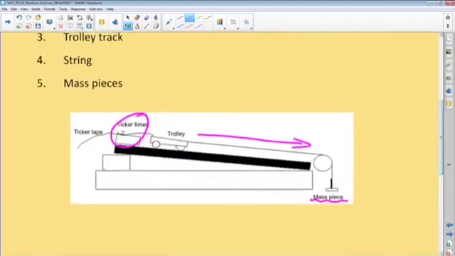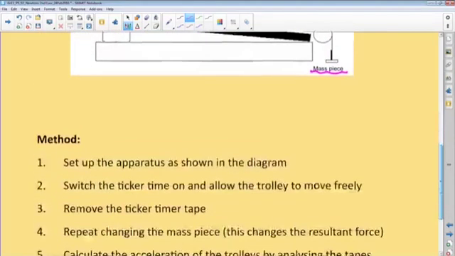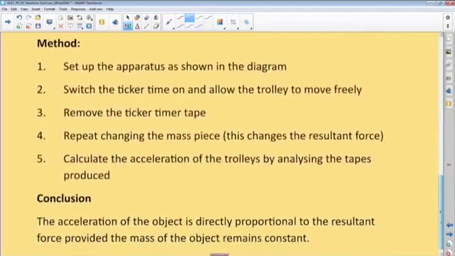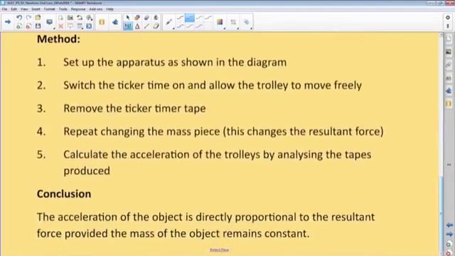So the first one, there is no mass piece. You just let it slide down the slope with your ticker tape attached. The second time, you put a new piece of ticker tape on, take the trolley up to the top of the slope, and now you put a mass piece with some string down at the front or down at the bottom so that it'll pull it down the slope a lot faster. Okay, and you can do that several times if you want. You can change your mass piece a few times so that you don't just have one.